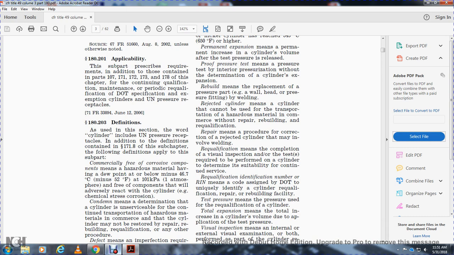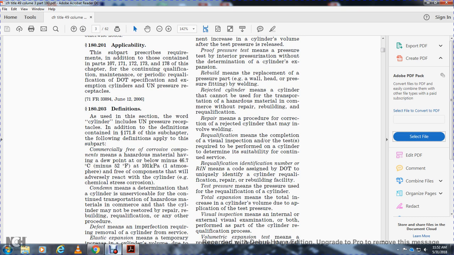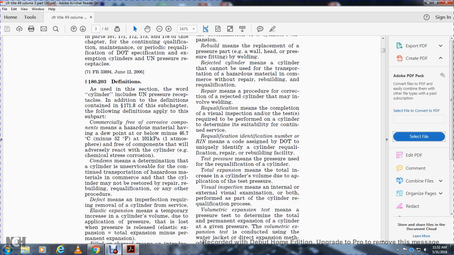The following definitions apply to this subpart. Commercially free of corrosive components means a corrosive material having a dew point at or below minus 46.7 degrees Celsius, minus 52 degrees Fahrenheit, at 101 kPa at 1 atmosphere, for components adversely reactive with the cylinder, e.g., chemical stress corrosion. Condemn means the deterioration of the cylinder to be unserviceable for continuing transportation of hazardous material in commerce; the cylinders may not be restored, repaired, rebuilt, requalified, or by any other procedure.